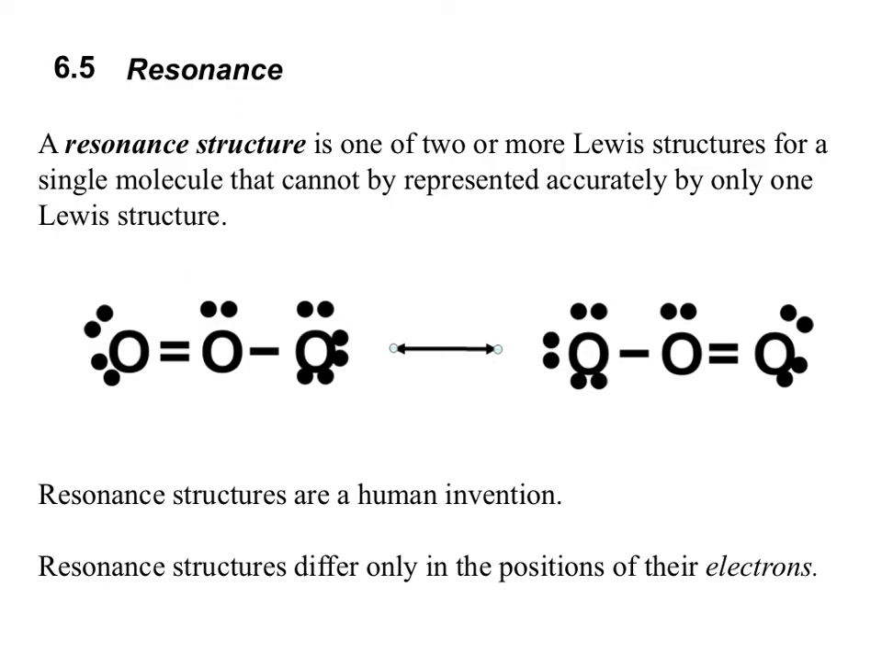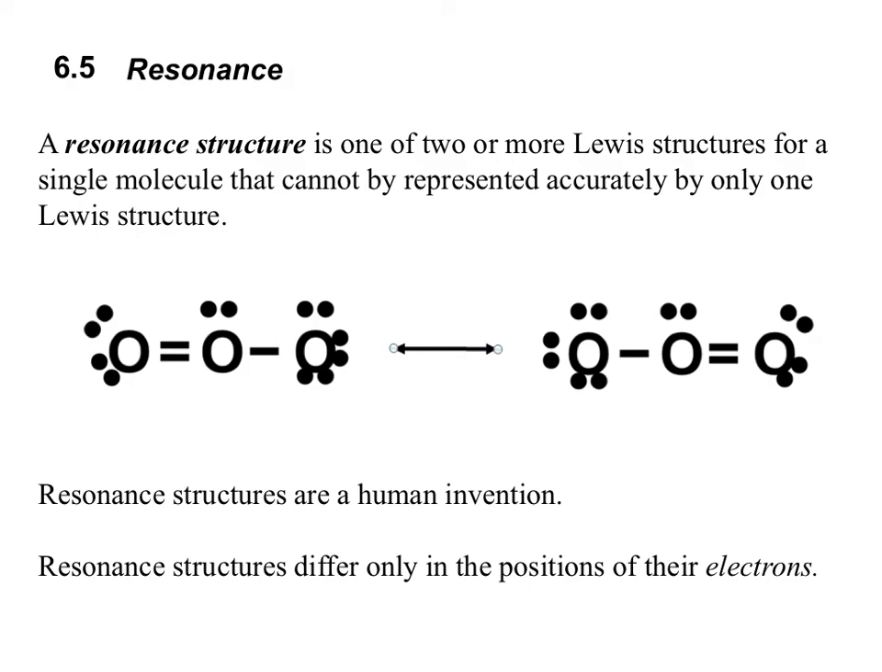Resonance. A resonance structure is one of 2 or more Lewis structures for a single molecule that cannot be represented accurately by only one Lewis structure. So say with ozone, we said that the furthest one to the left has a 0 charge, the middle one has a positive charge, and the one to the right has a negative charge. Well, in fact, they can shift those electrons around to give you the same structure, but where the one on the left is the negative, the middle one is positive, and the one on the right is neutral.